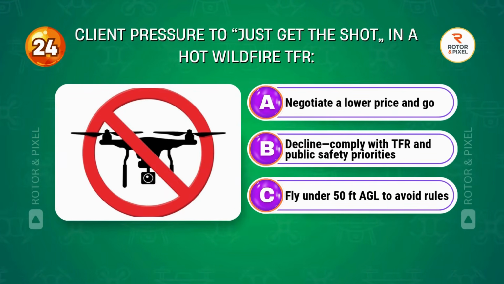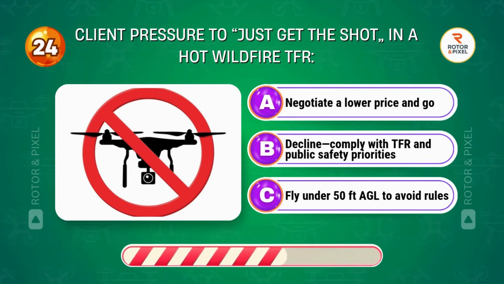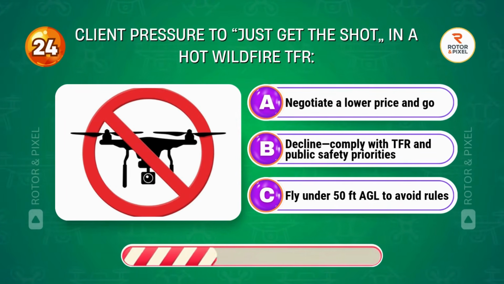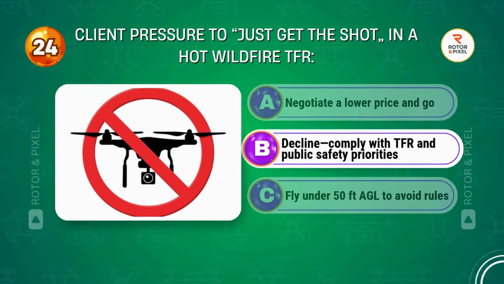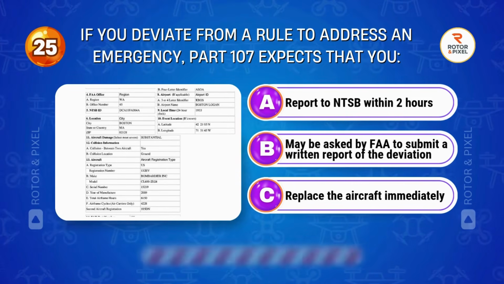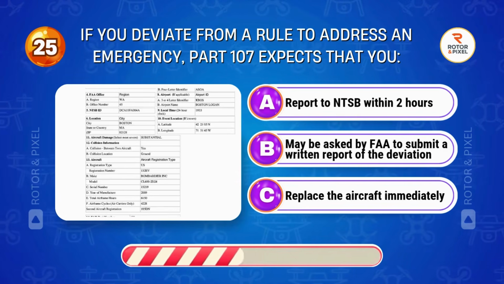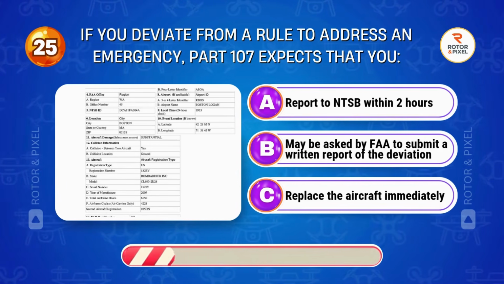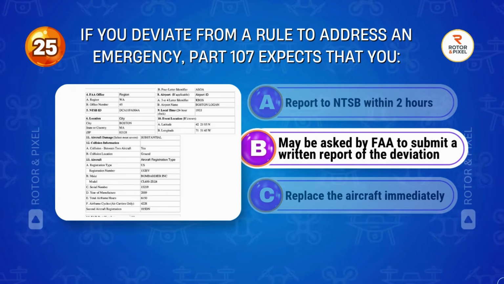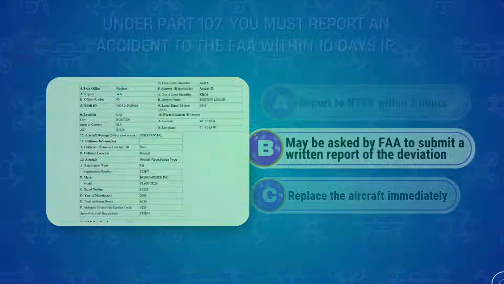Client pressure to just get the shot in a hot wildfire TFR. Answer B. Decline. Comply with TFR and public safety priorities. If you deviate from a rule to address an emergency, Part 107 expects that you... Answer B. May be asked by FAA to submit a written report of the deviation.